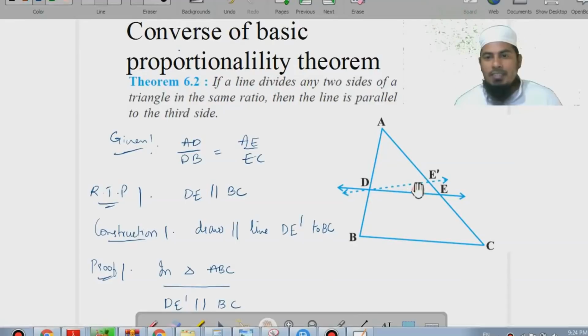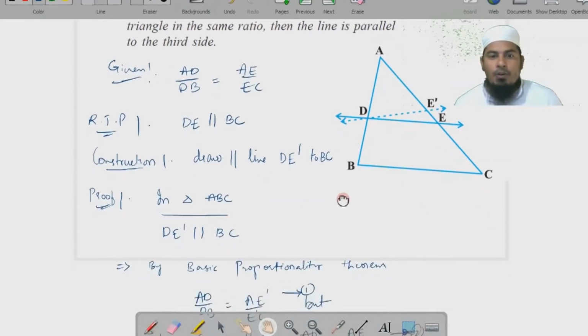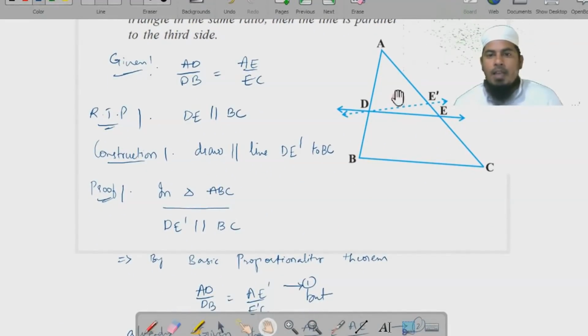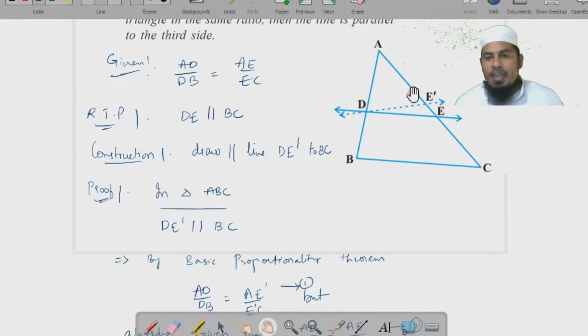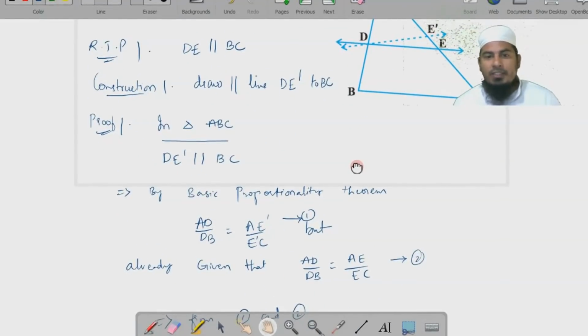So this is DE dash parallel to BC. Proof: in this triangle ABC, as DE dash is parallel to BC, by basic proportionality theorem we can write AD by DB is equal to AE dash by E dash C. That is, basic proportionality theorem tells us this.